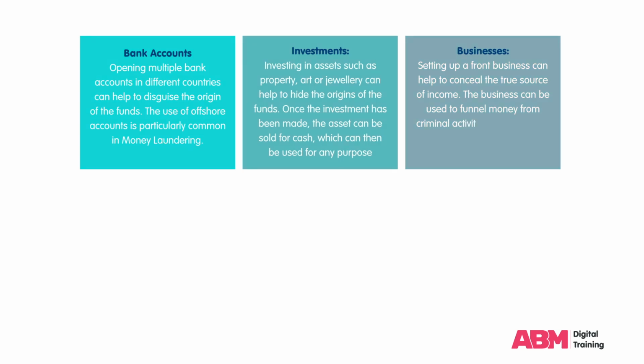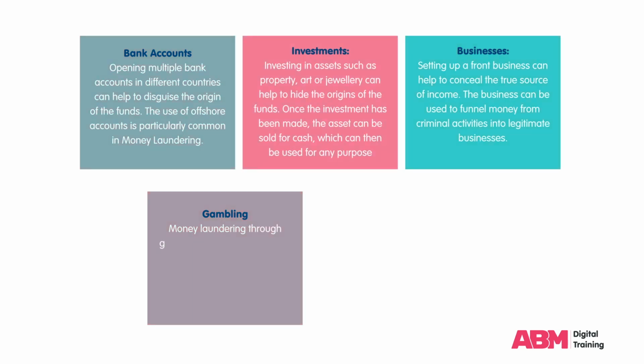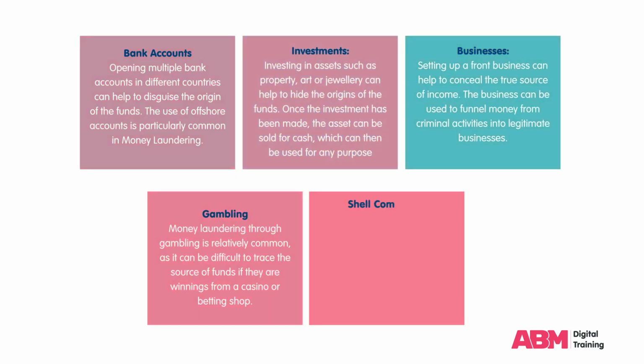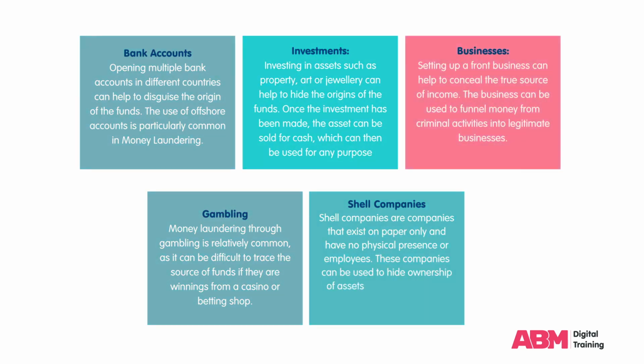The business can be used to funnel money from criminal activities into legitimate businesses. Gambling: money laundering through gambling is relatively common, as it can be difficult to trace the source of funds if they are winnings from a casino or betting shop. Shell companies: shell companies are companies that exist on paper only and have no physical presence or employees. These companies can be used to hide ownership of assets or income, and are often used in money laundering schemes.